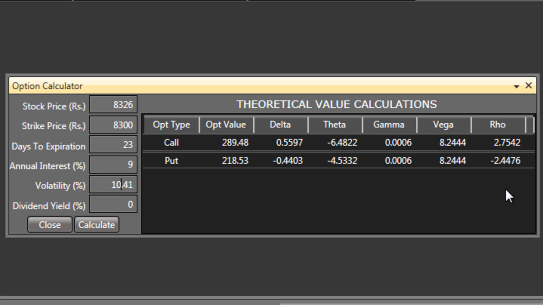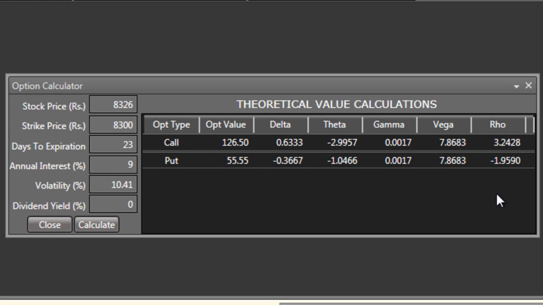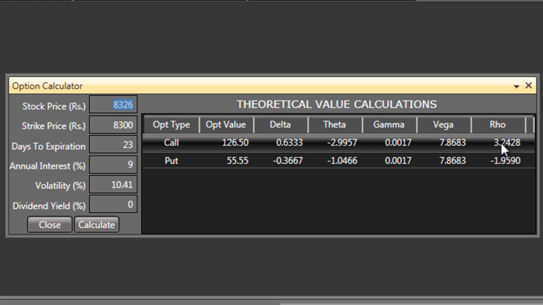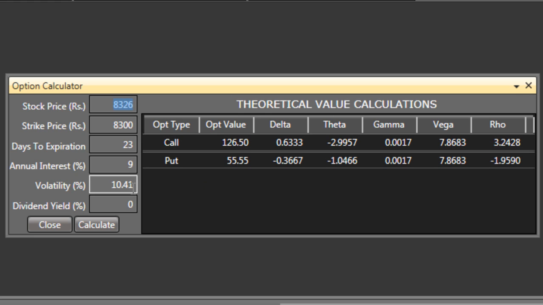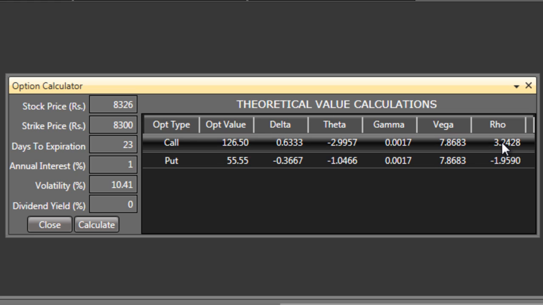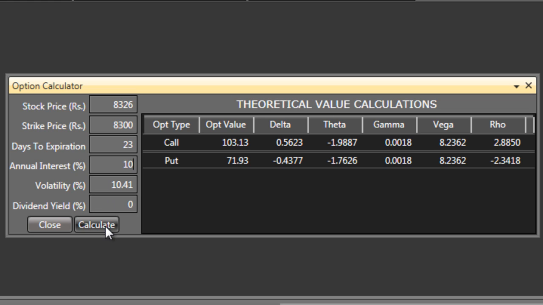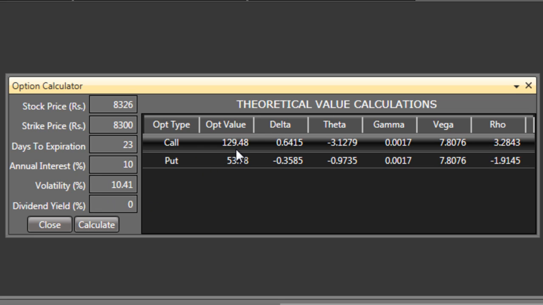Now what is Rho? Rho represents the rate of interest. So if interest changes by 1%, what will be the change in option premium? Rho represents the interest, and a change in interest will impact the option premium. Let's say we increase interest by 1% here, this will change the option pricing by around 3.24. From 9 to 10, I calculated it again, and the option value increased by almost 3 rupees.